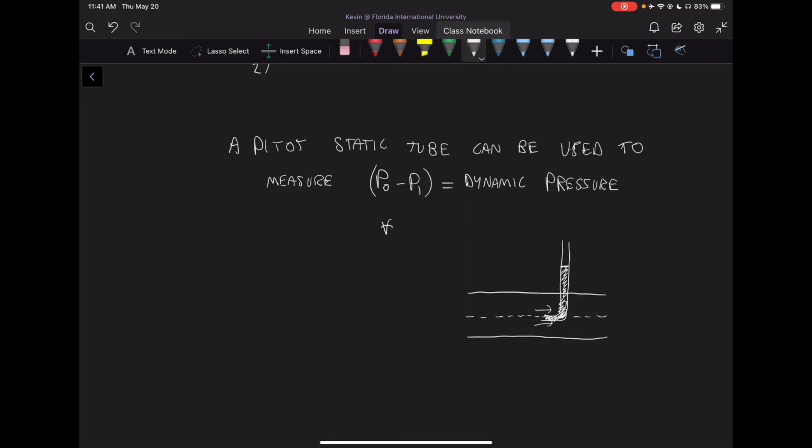we can find the total pressure, P0, okay, which is called the stagnation pressure, and we can subtract our static pressure from the system, and therefore we can find the velocity of our flow. So we'll go through how this can actually work and how we can make this work in an example given. Okay, so if you don't know what it looks like, just look up pitot-static tube.